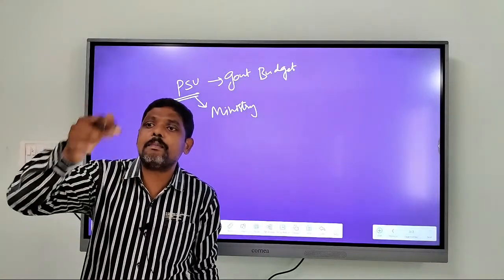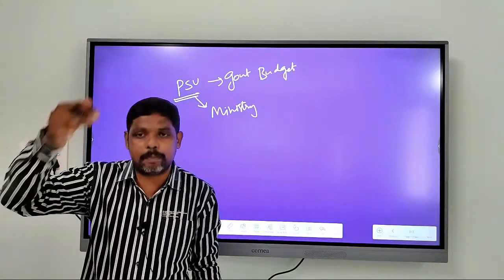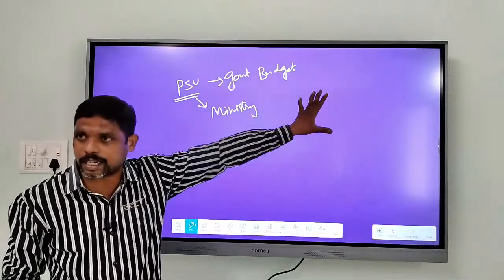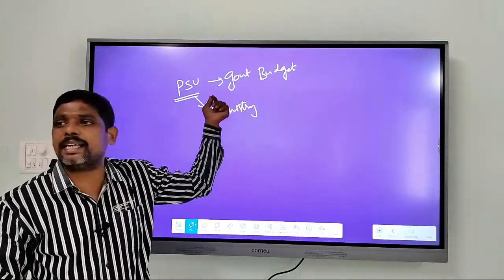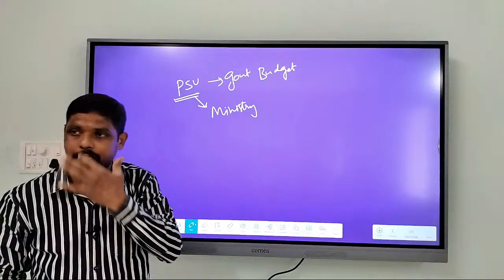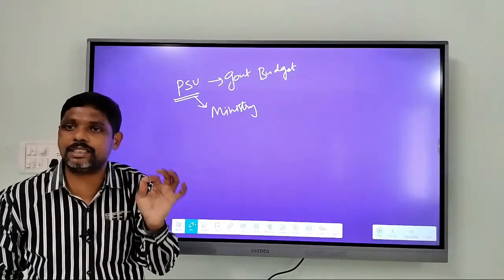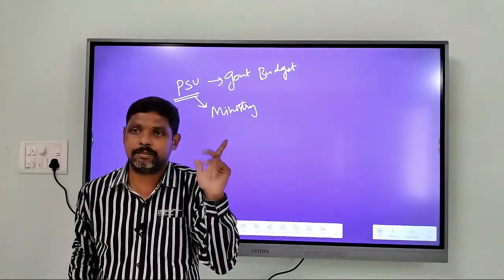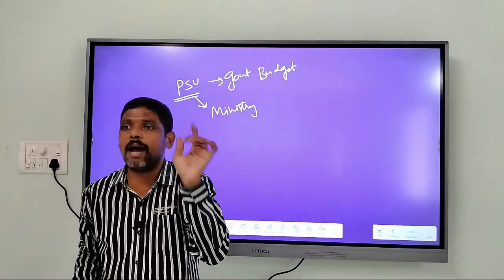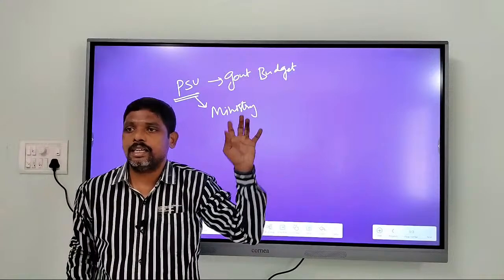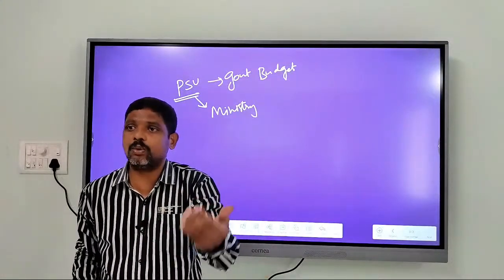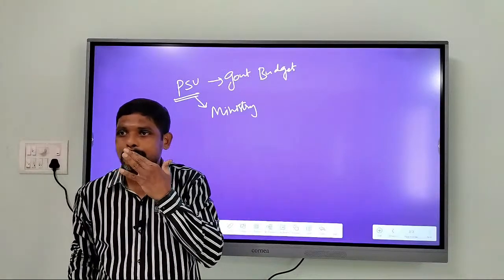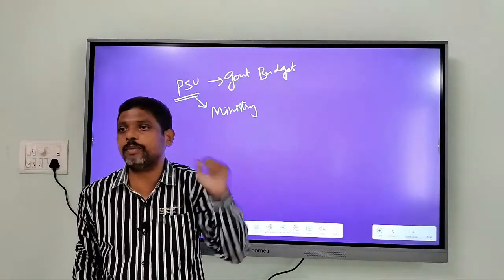So in every government corporation, there is a minister in charge, there are IAS officers, there are bureaucrats who have managed these public sector units. Initially these public sector units are managed by the government. If you take the board of management, it included the ministers and the IAS officers. So this is the situation.